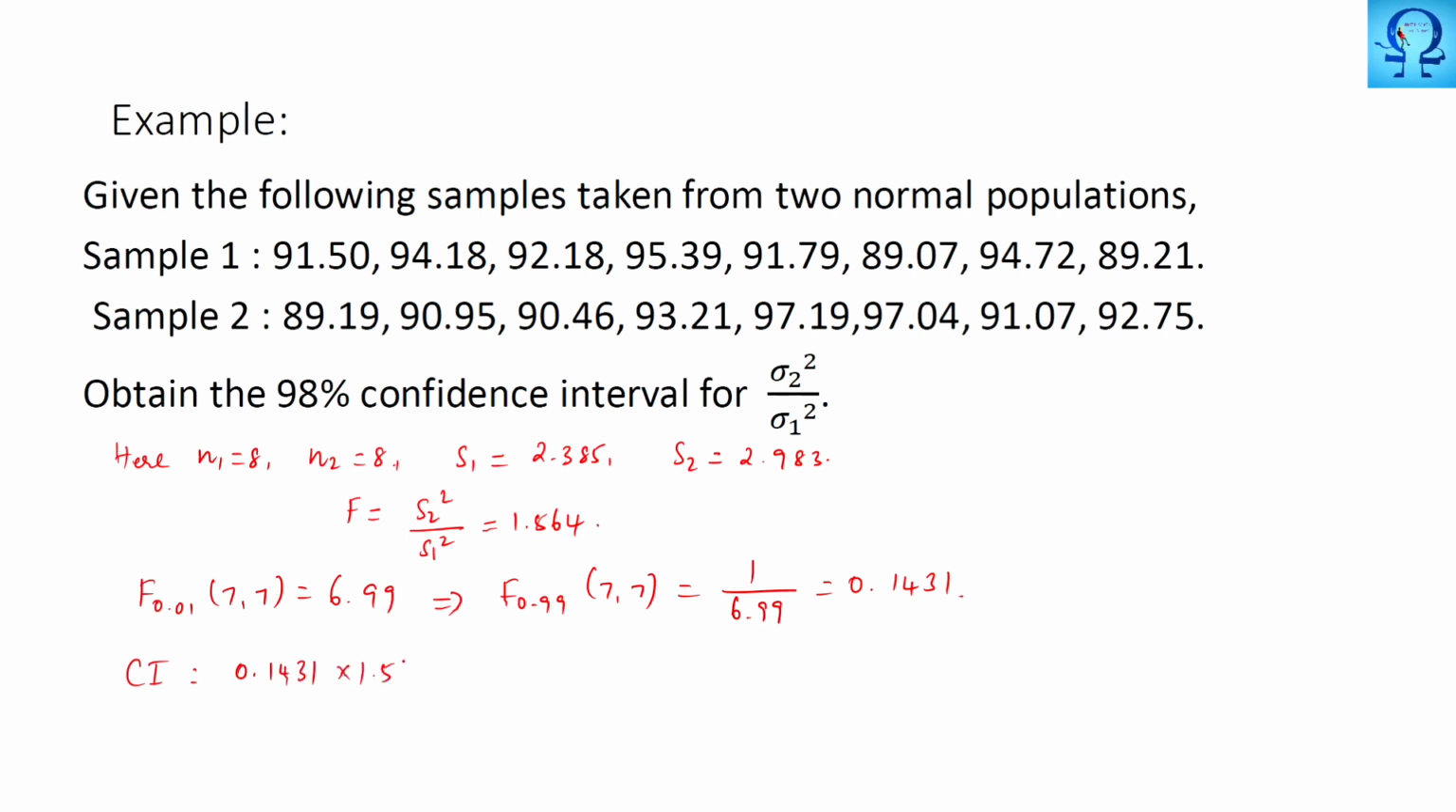Therefore the confidence interval is 0.1431 times 1.564 less than sigma 2 square upon sigma 1 square less than 6.99 times 1.564. You can simplify this and calculate the actual confidence interval. That's it. Thank you.